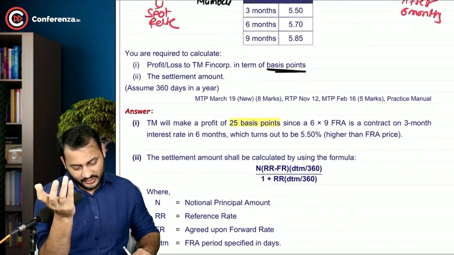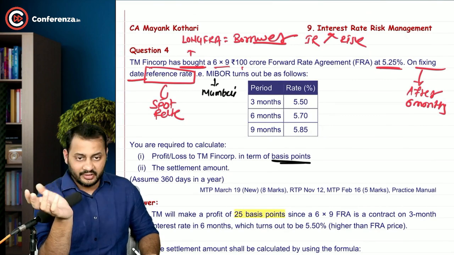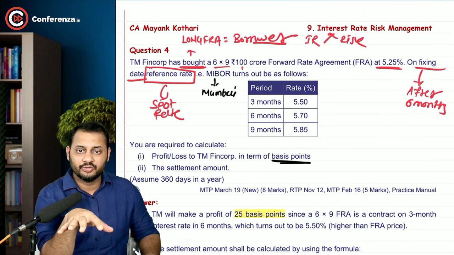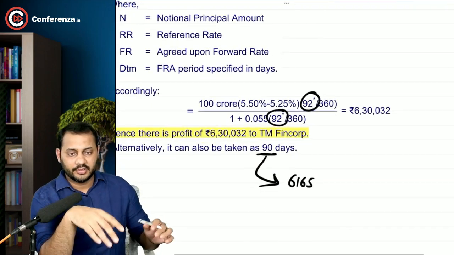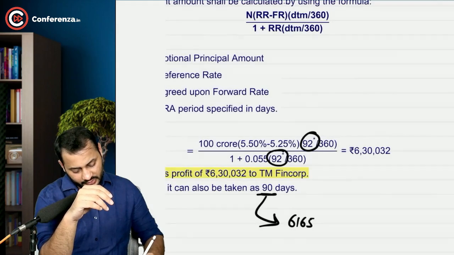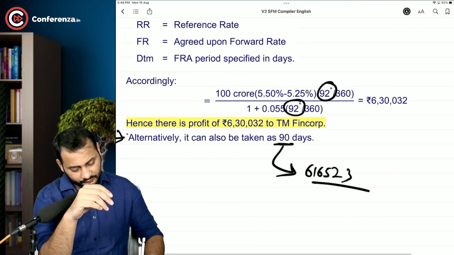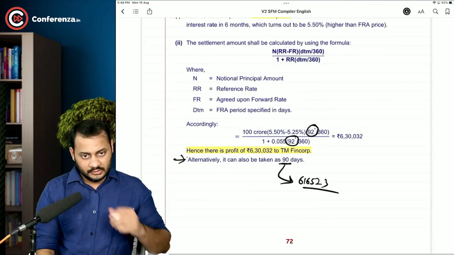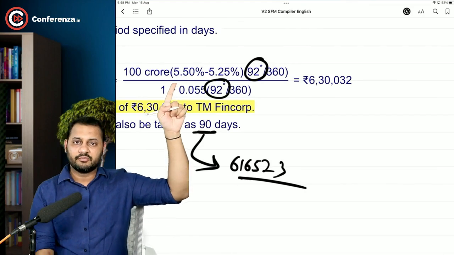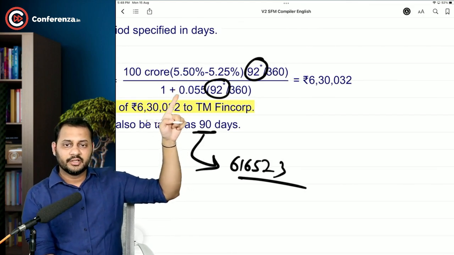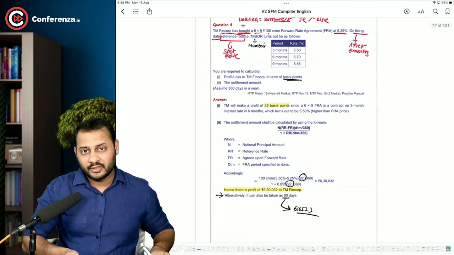I don't know why they have taken 92 days, because the months have not been given to you. So there is no point in taking 92 days. No one in the question or exam will take 92. So 616,523 according to 90 days will be your answer. The formula is the same: 100 crore, the difference between the reference rate and the FRA rate, then convert it into a 3 months rate. Do you understand the logic of forward rate agreement now?